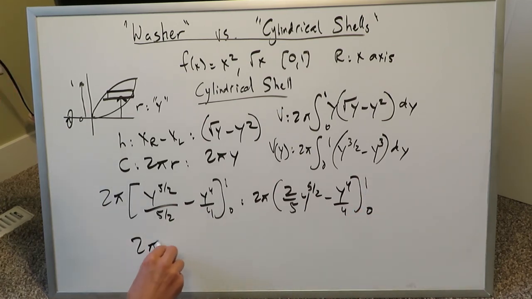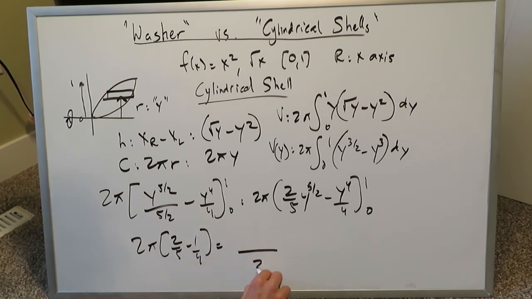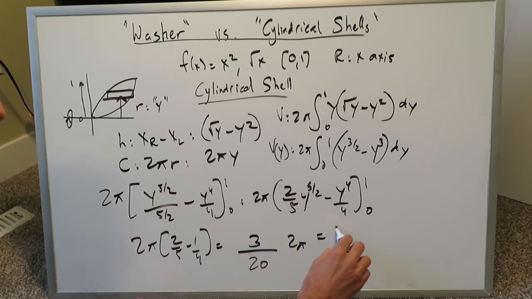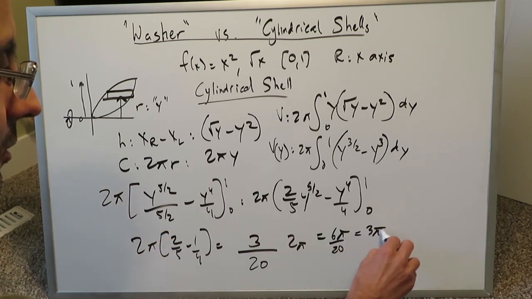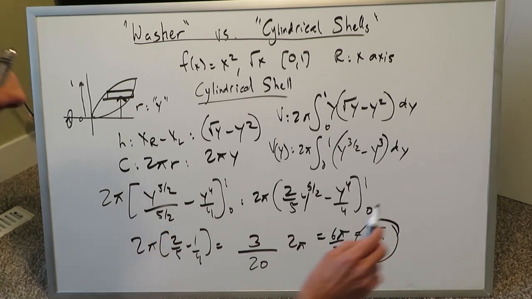You are looking only at now 2 over 5 minus 1 over 4. A common denominator here will be 20, and you have a 2 pi sitting outside. 5 goes into 20, 4 goes into 20, you do the adjustments over here, and you end up getting 3 over 20 times 2 pi, which gives 6 pi over 20, which is the same thing as 3 pi over 10, which is the volume that we were looking for all along.